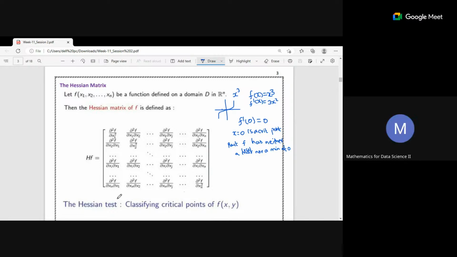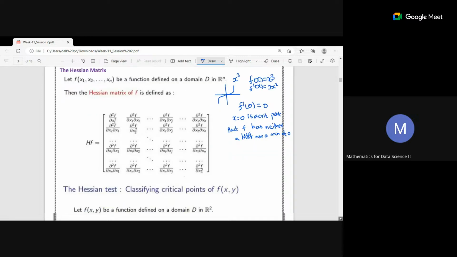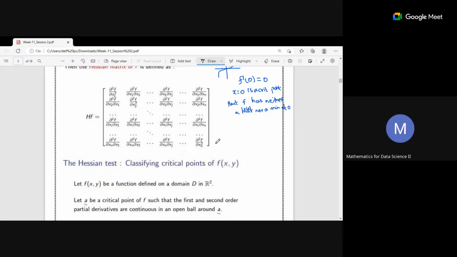Okay. So now what is this Hessian matrix? Hessian matrix consists of all the second order partial derivatives. For example, what is the Hessian matrix in the case of functions of two variables? In the case of functions of two variables, Hessian matrix is nothing but fxx, fxy, fxy, fyy. We are assuming that these functions are continuous for the Hessian test, so I am straight away writing the symmetric matrix here. Okay. So this is your Hessian matrix.